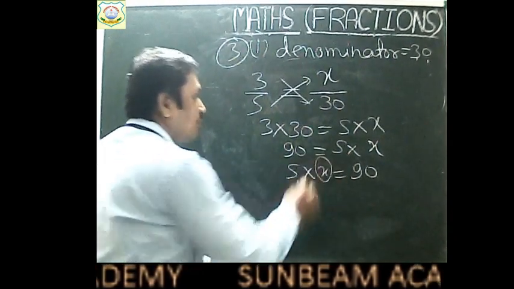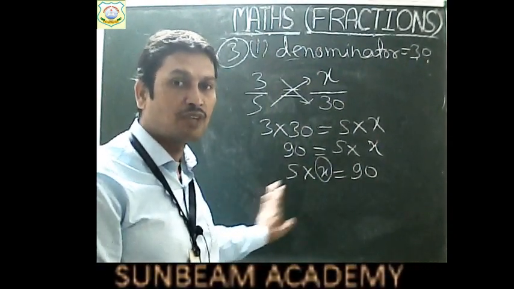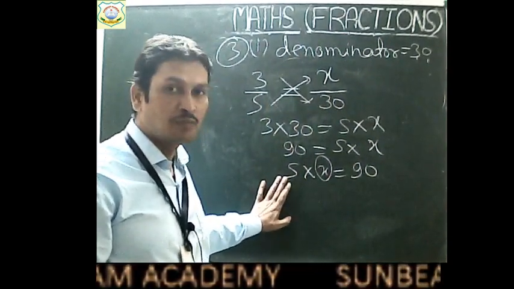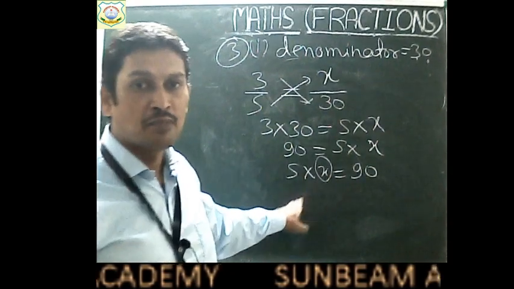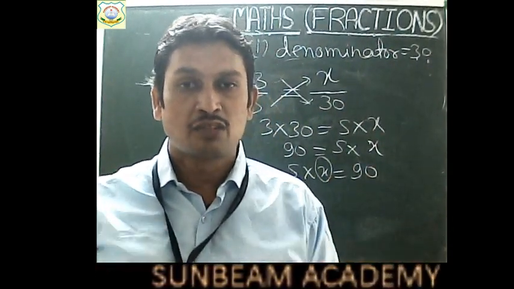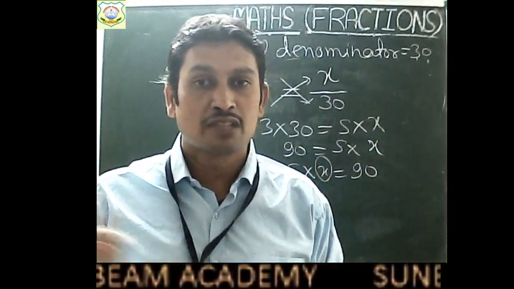So to find the value of x, children, we will transpose 5 to the other side. Here 5 is multiplied. If we transpose a number from one side to the other side, then multiplication converts into division. Right, children? Addition converts into subtraction. Division converts into multiplication. So conversion is done.